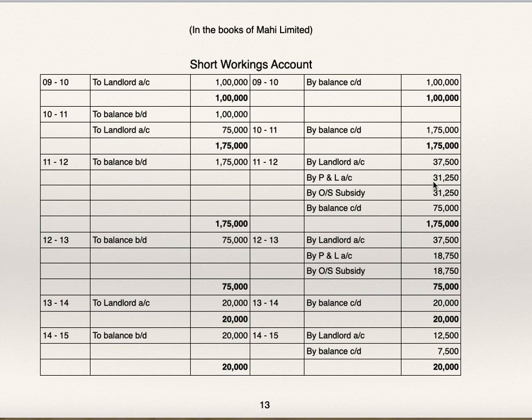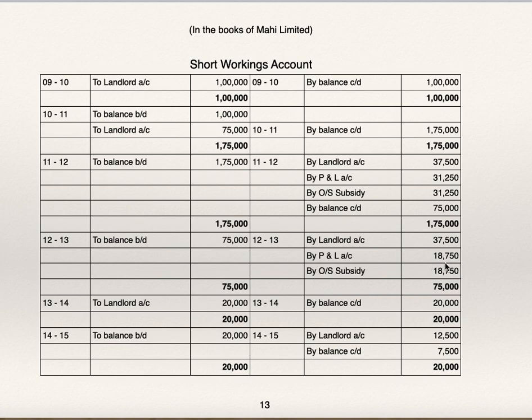By profit and loss account 31,250, short working written off. By outstanding subsidy due from government. By balance carried down, this is the balancing figure. Fourth year beginning: to balance brought down, same balance 75,000. By landlord 37,500, this is recovery of short working. By profit and loss account 18,750. This is short working written off.